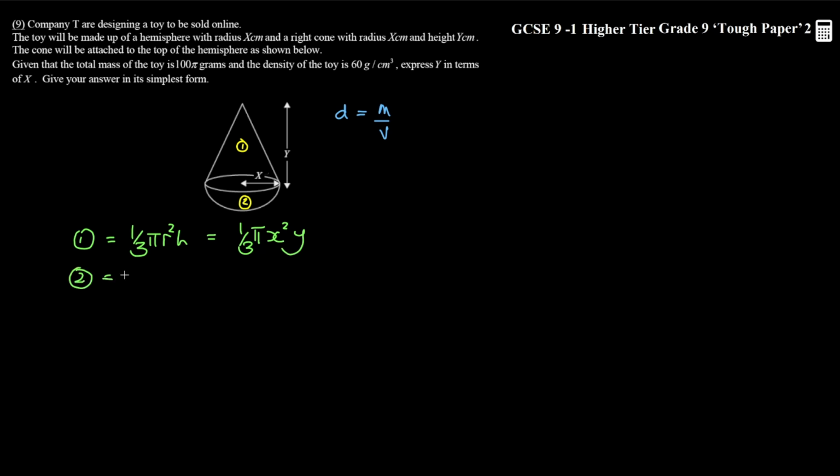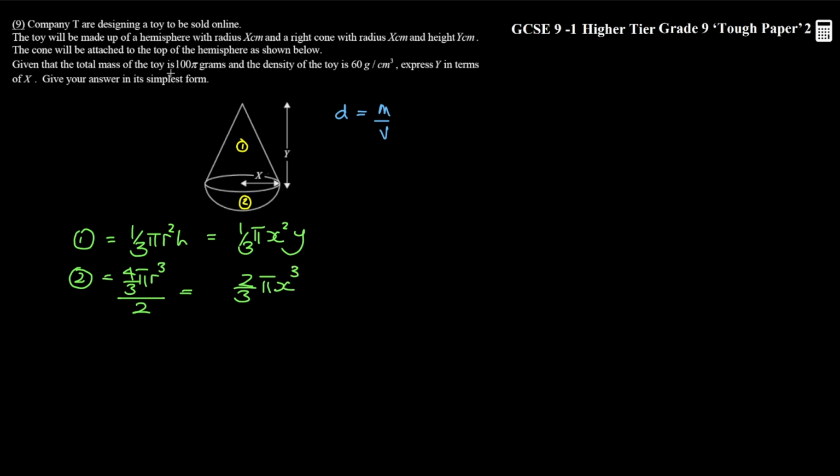Volume 2, a sphere is 4/3 pi r cubed, but we've got half of it, so this is divided by 2. So again, putting that in terms of what we've got here, this will be 2/3 pi, and the r again is the same, which is x cubed.